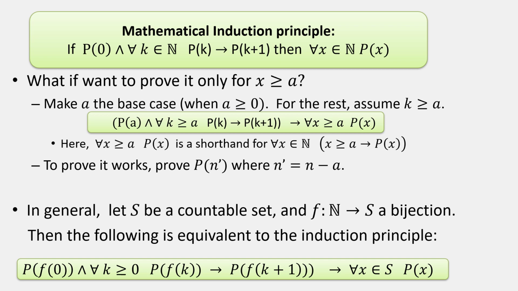If you have a bijection between natural numbers and your set, then all you need to do is to apply your predicate to whatever the output of that bijection is on a natural number k, or whatever it is. And then everything works.